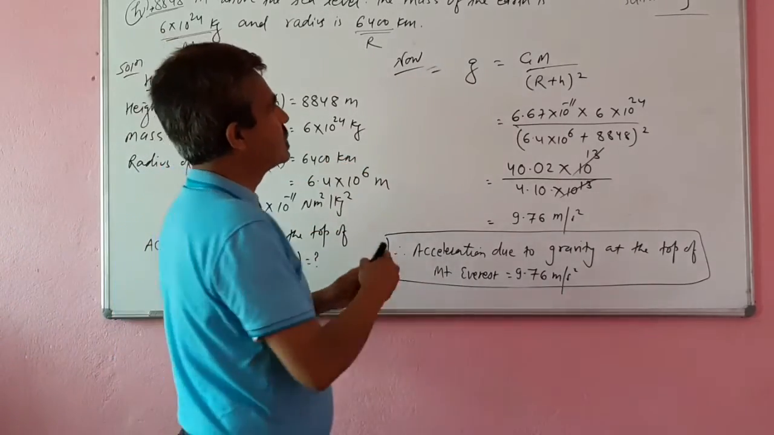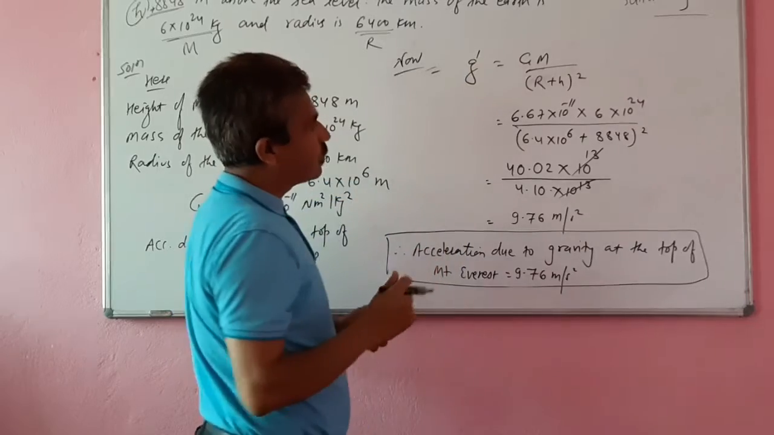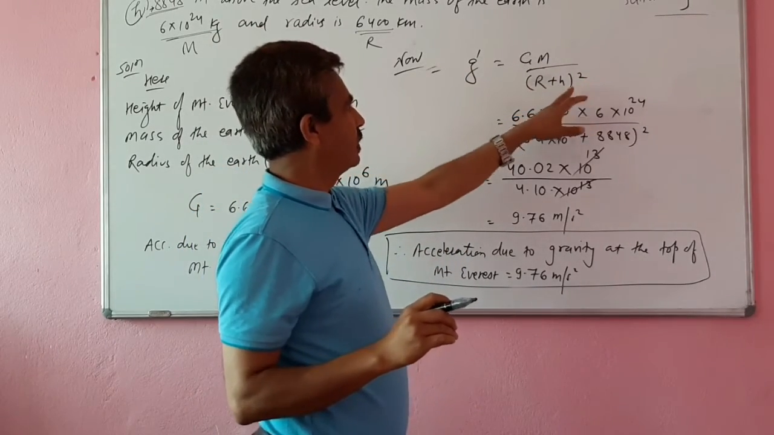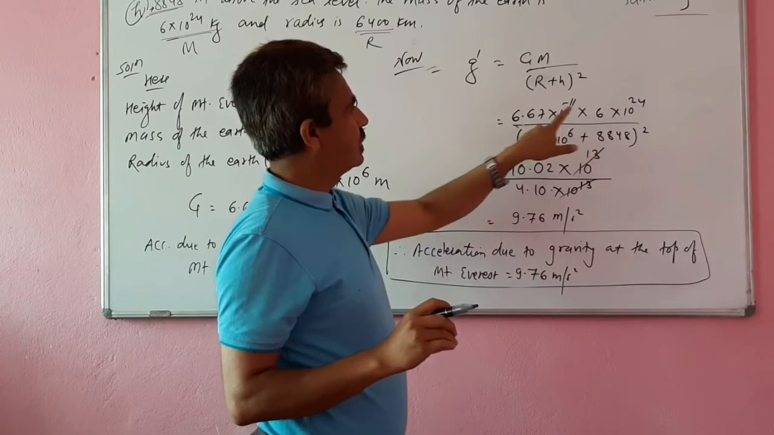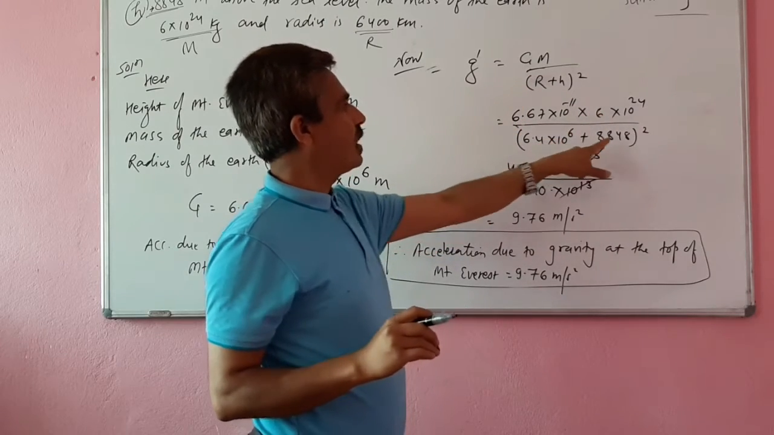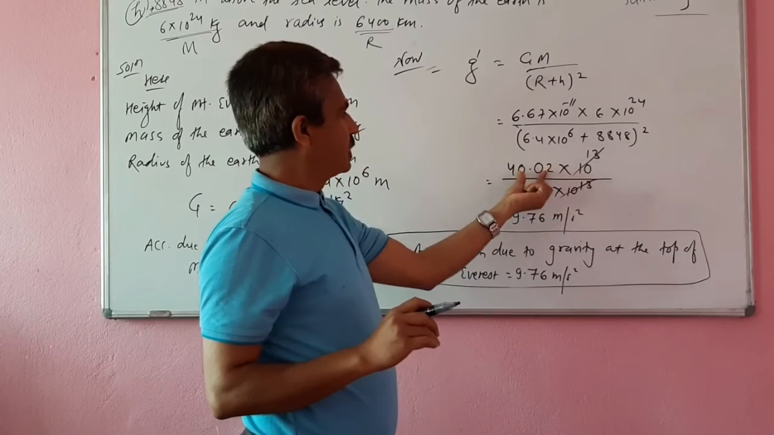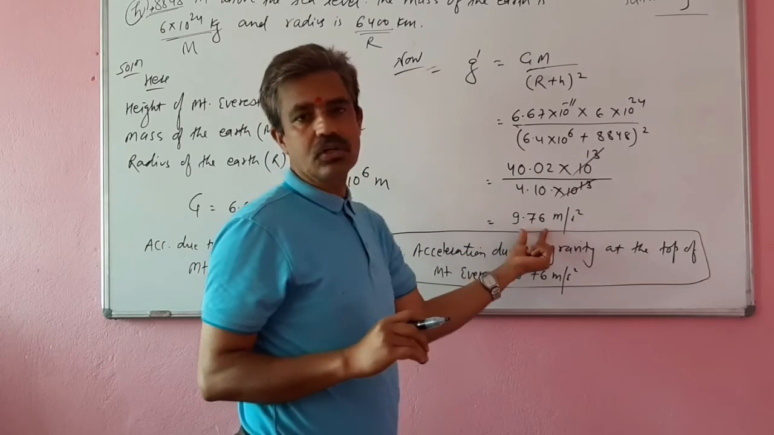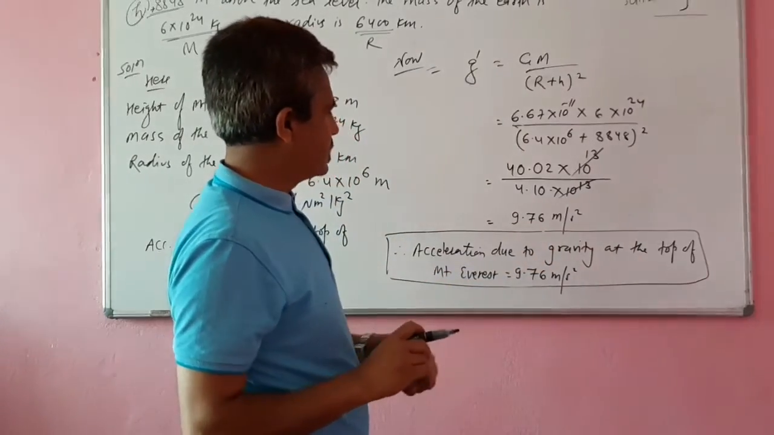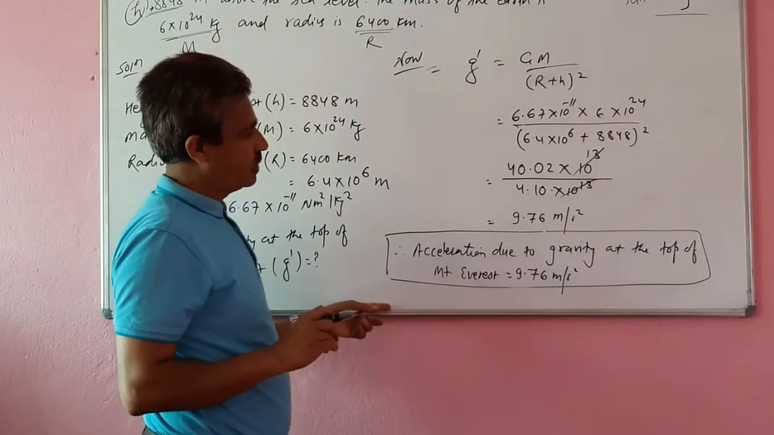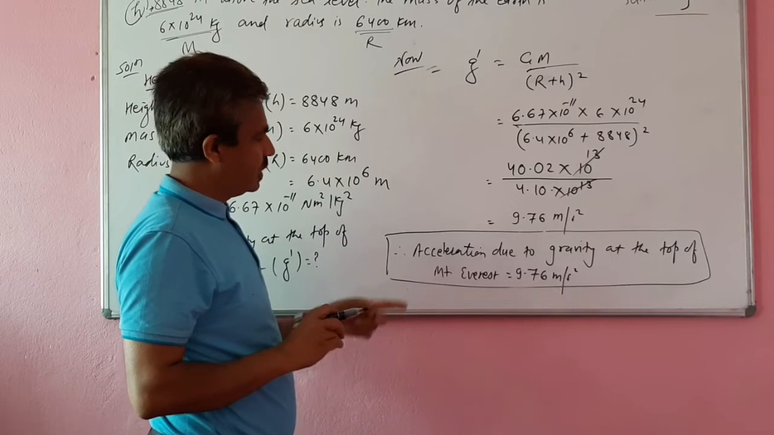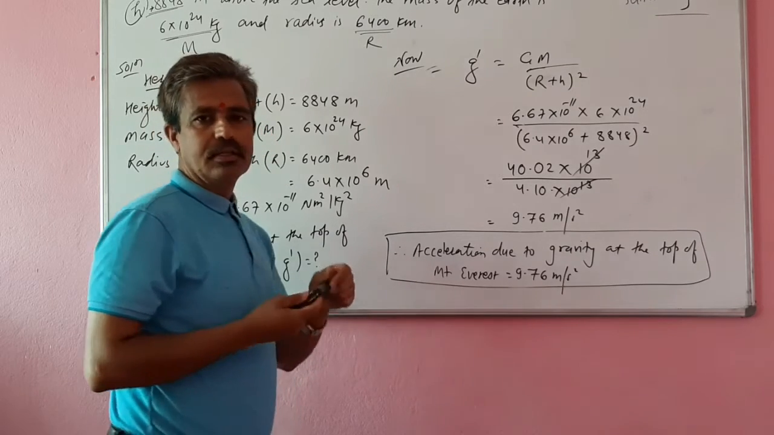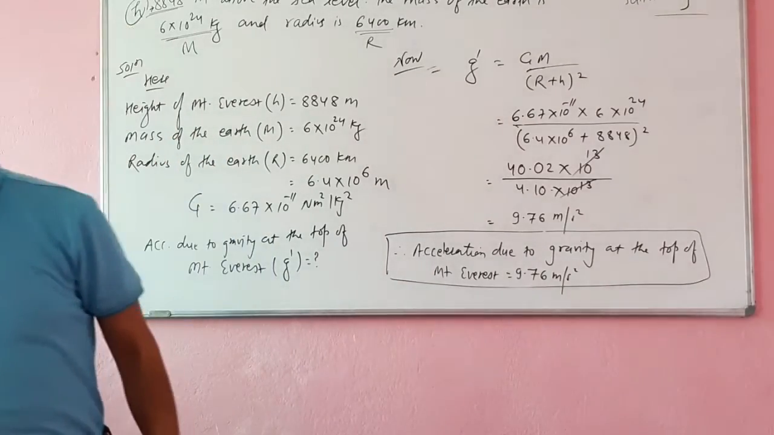Remember the formula. g prime equals GM by (R plus h) whole square. Substitute the values of G, M, R, h. Multiply, cancel, divide, and the answer comes 9.76 meter per second square. Acceleration due to gravity at the top of Mount Everest is 9.76 meter per second square.